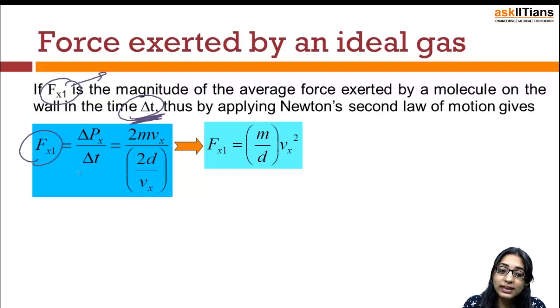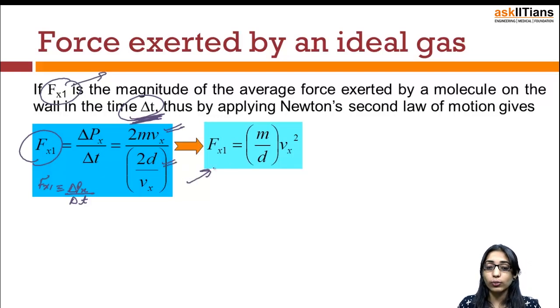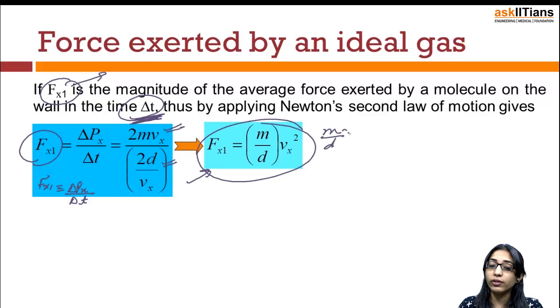So I will simply say that Fx1 is nothing but delta px divided by delta t. You know the value of delta px, 2mvx, and you know the value of delta t, 2d by vx. So if you correlate the two things, you will get the value of force as m divided by d into vx square.